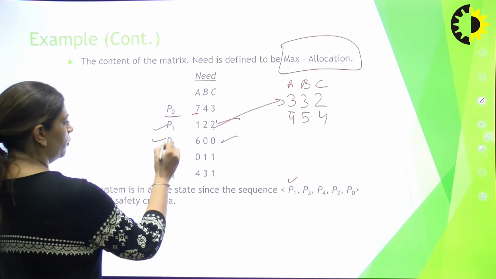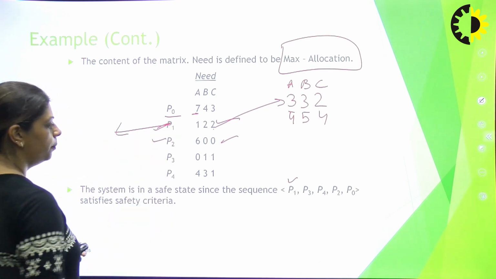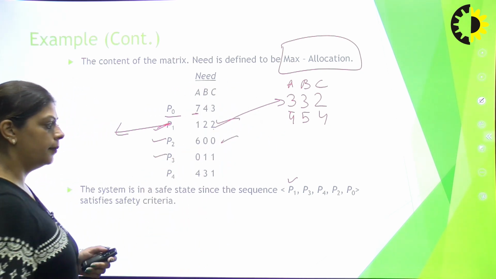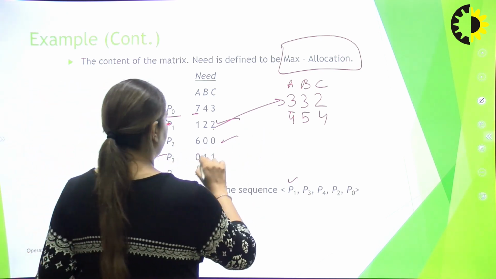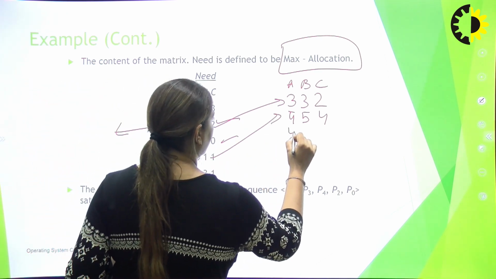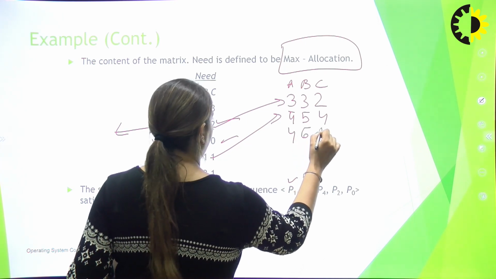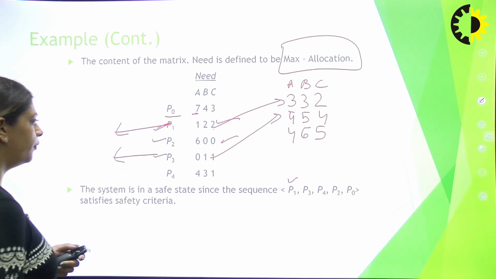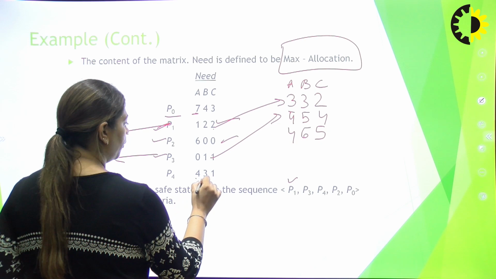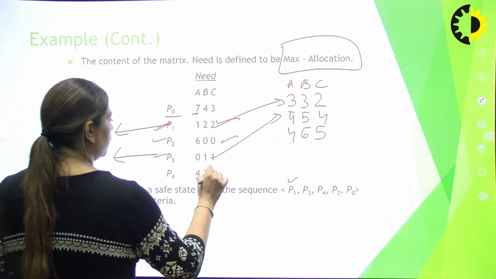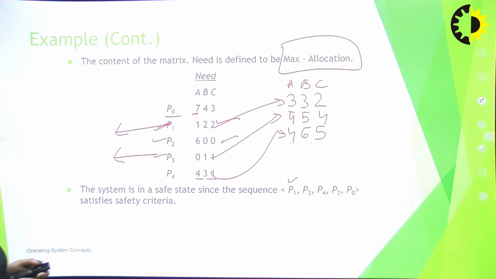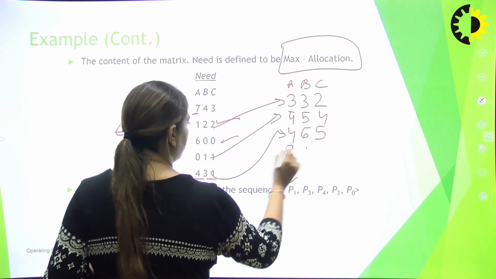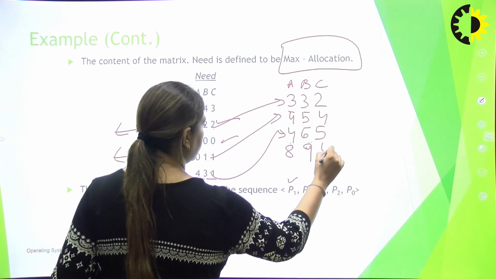P2 will not go because it requires 6 instances of A, which are not available. P3 will go, it will run and add its resources, so we get 7, 4, 3. Then P4, which needs 4, 3, 1, is less than available, so it will also be added. It is also complete now. Now the resources are 7, 4, 5 plus 3, which gives 10, 5, 7.